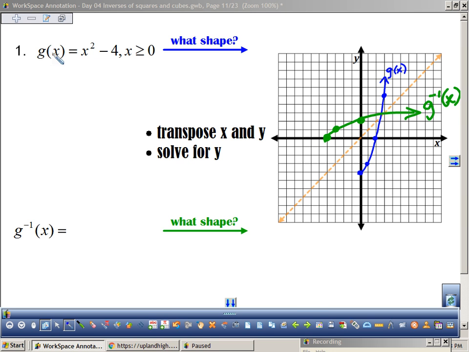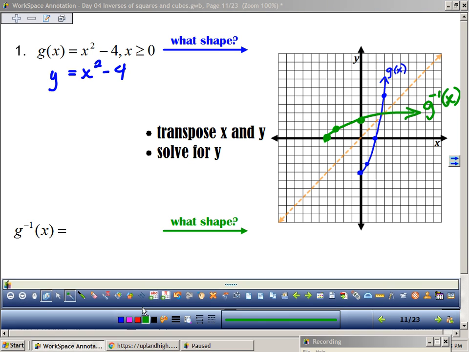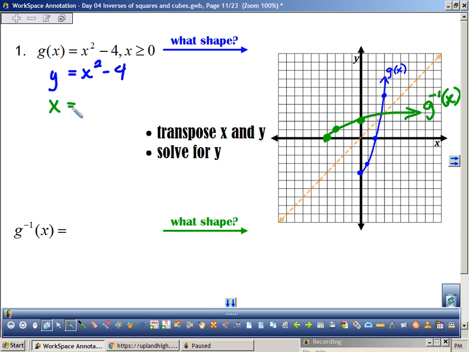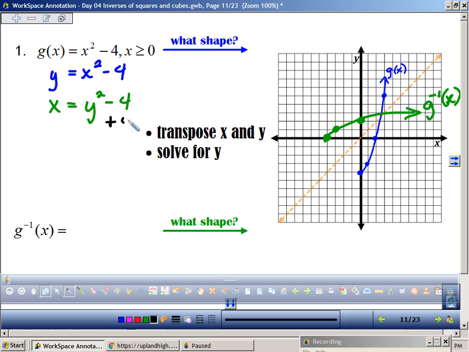So instead of putting it in function notation, I'm going to take it out of function notation and make that y equals x squared minus 4. Now I'm going to transpose x and y. X equals y squared minus 4. Now I'm going to solve for y. First thing I'm going to do is add 4 to both sides.